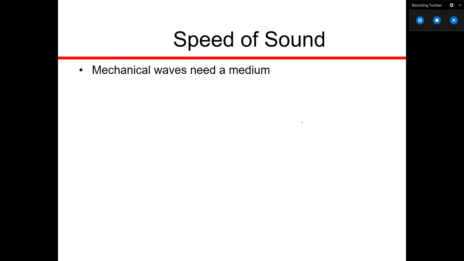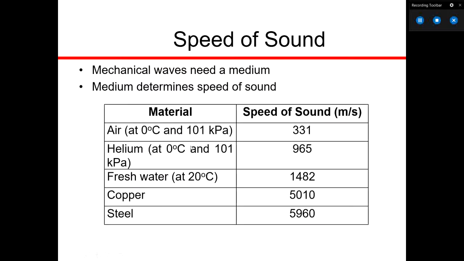So I mentioned before that sound waves are mechanical waves, which means they need a medium to travel through. Okay, and the medium they travel through determines the speed of sound. So whether they're traveling through, say, air or a solid object or a liquid or anything. So here are some different materials. In air, sound travels at 331 meters per second if the air is at 0 degrees and 101 kilopascals of air pressure. It travels at different speeds through different types of air.